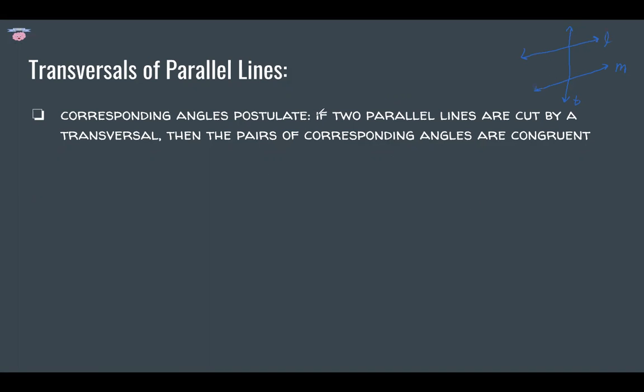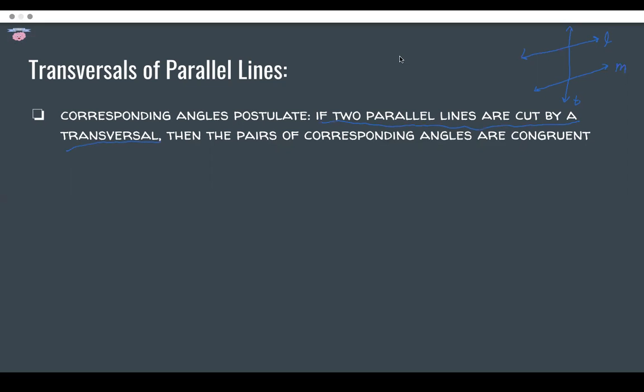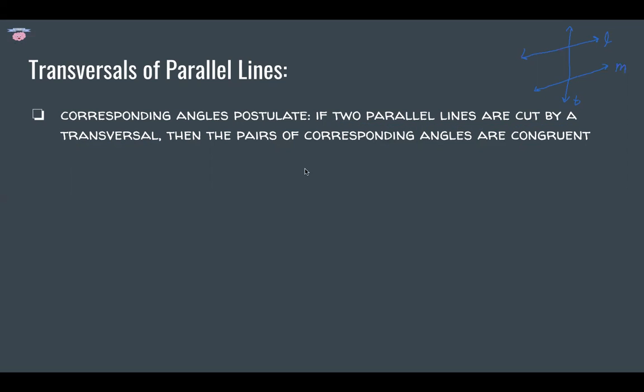So, the corresponding angles postulate. All these postulates and theorems will start with: if two parallel lines are cut by a transversal. So we already know that they're parallel lines and they're cut by a transversal, so we can just ignore that portion right here. We'll get to the actual postulate itself. But when you're getting introduced to a new postulate or theorem, the condition is always important. Right now, we already know that they're parallel and cut by a transversal. So we just have to look at the postulate itself.